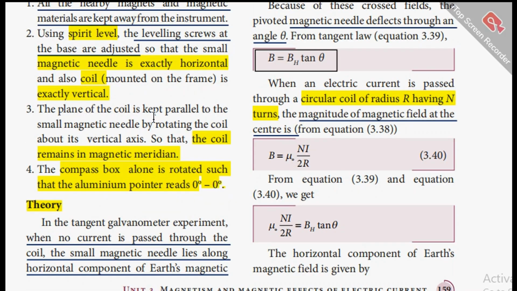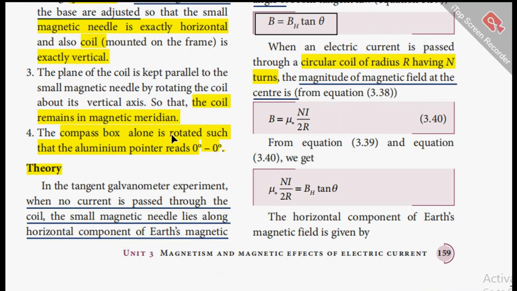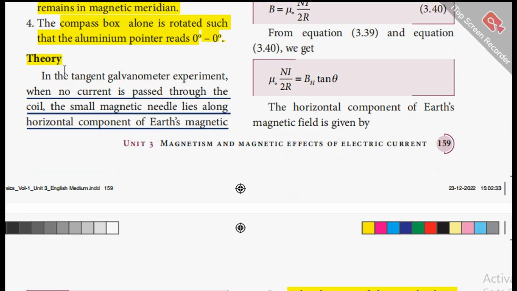The plane of the coil is kept parallel to the small magnetic needle by rotating the coil about its vertical axis so that the coil remains in the magnetic meridian. The compass box alone is rotated such that the aluminum pointer reads 0 degree and 0 degree. Now we will see the theory of the tangent galvanometer.